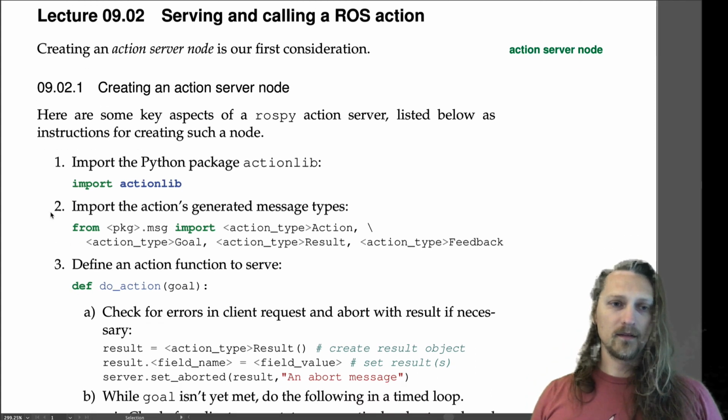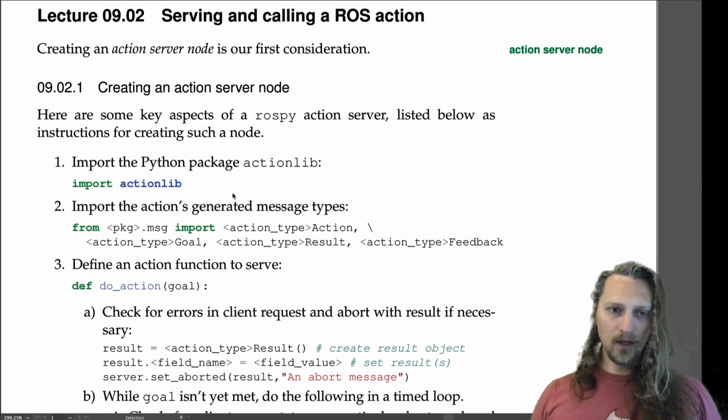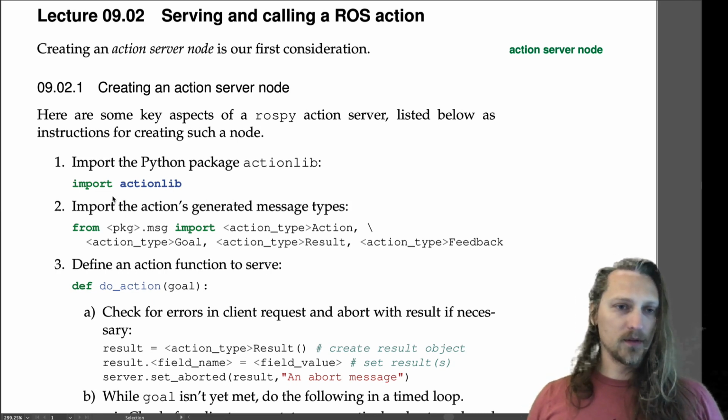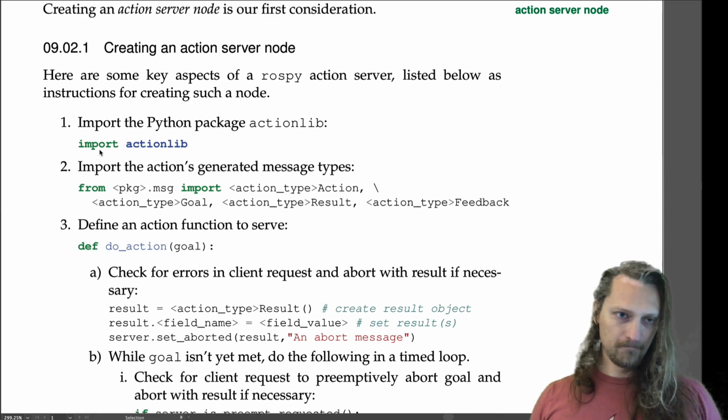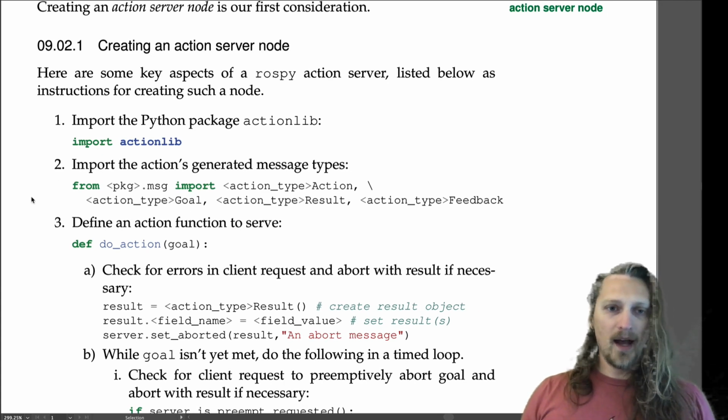Step 1, import the Python package actionlib. So our usual Python package import call. Step 2, import the action's generated message types.